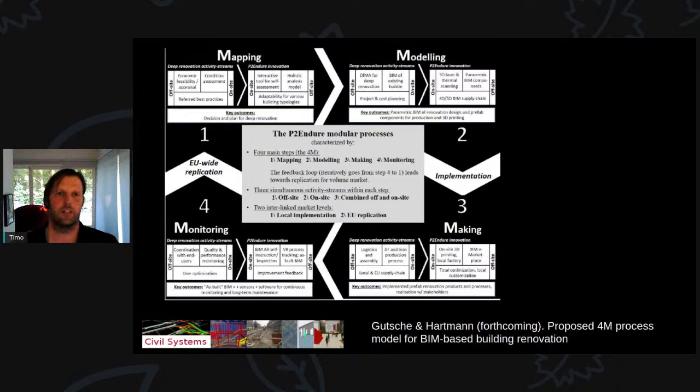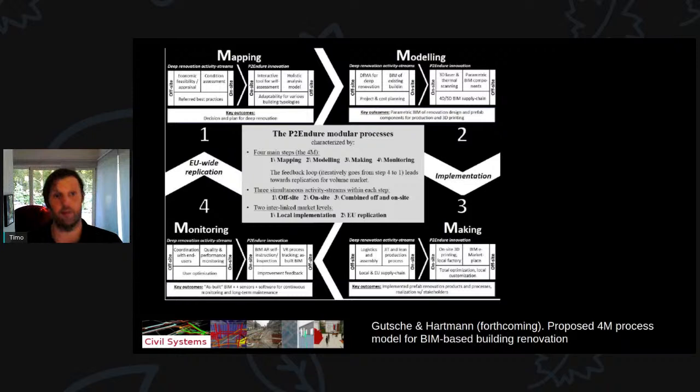So you start with mapping. I'm going to say a little bit about mapping, but mapping should be a very quick, cheap thing to look at what is there potential for renovation. After you decided that, you move to modeling, and modeling should be really about getting all the detail, the design and engineering of your renovation options, so you can move to construction. Then phase three is making, and so that's the construction phase where you do that.